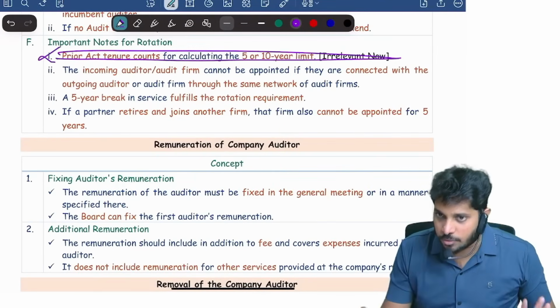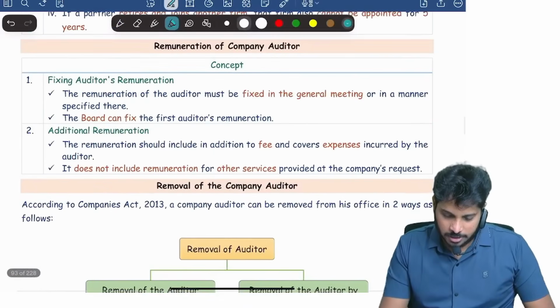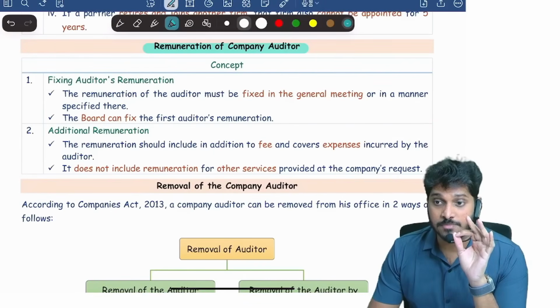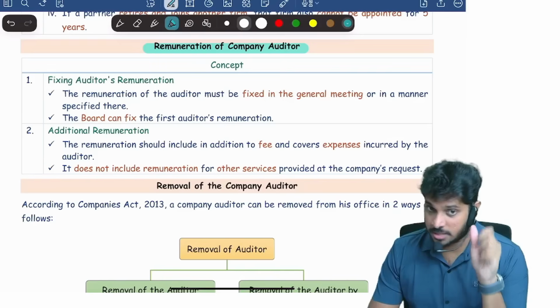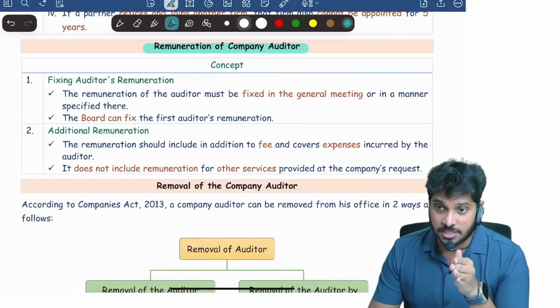It is irrelevant now. I just mentioned it. Able to understand? Further, remuneration of the company auditor. Who should fix the remuneration? Members only should fix. Cost audit remuneration, member should fix. Company audit remuneration, member should fix. Where will they fix? In the AGM they will fix.